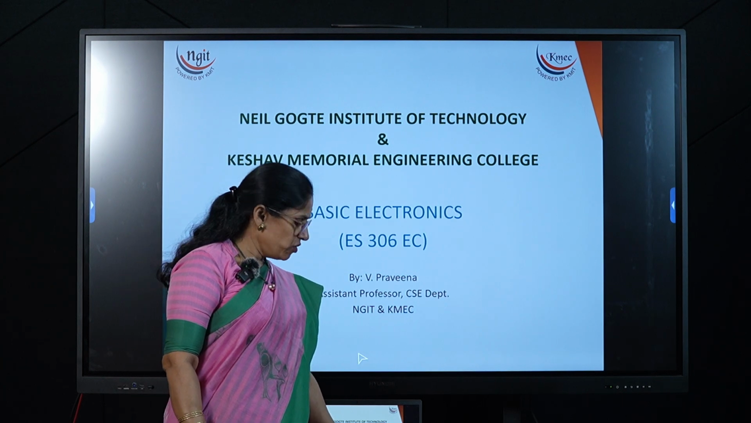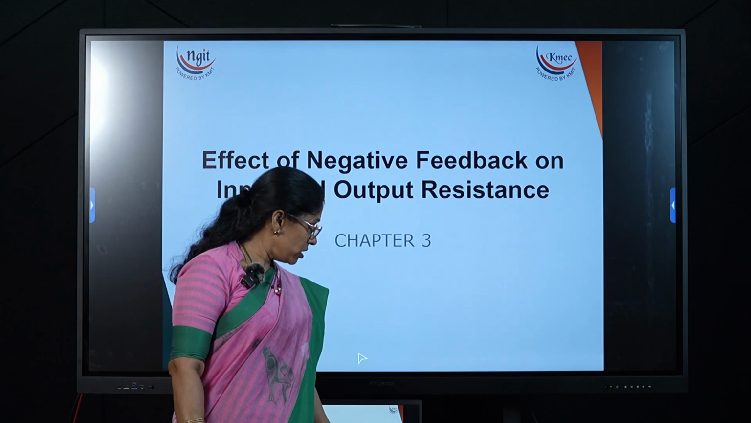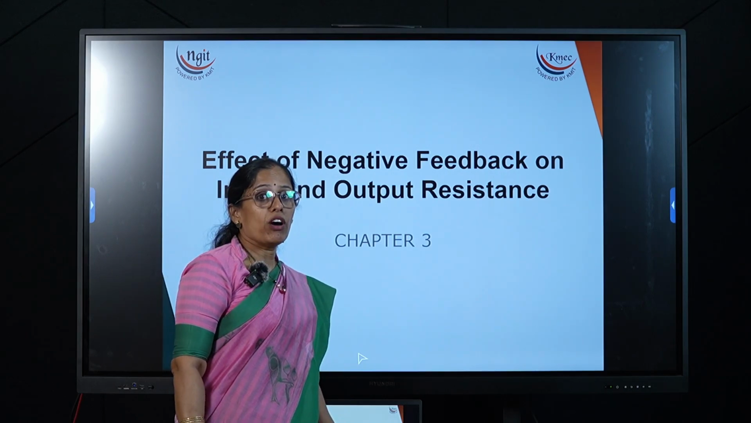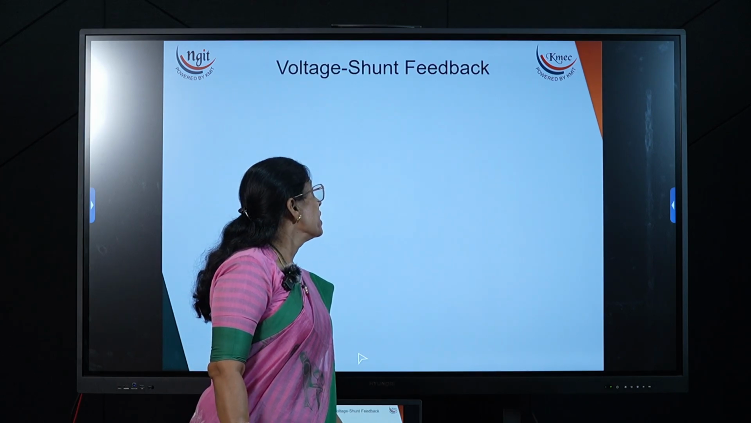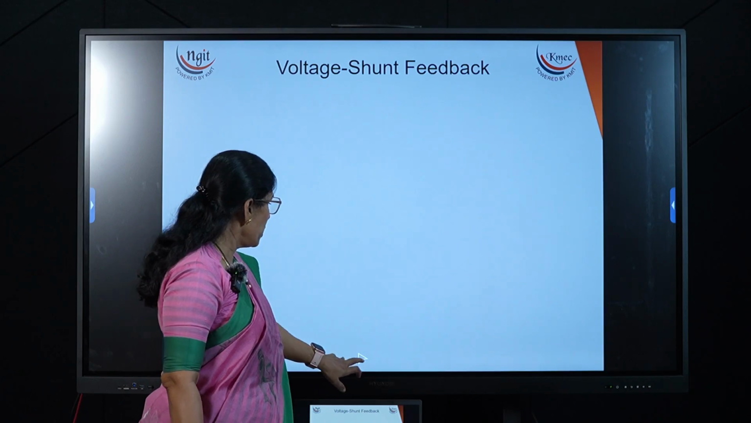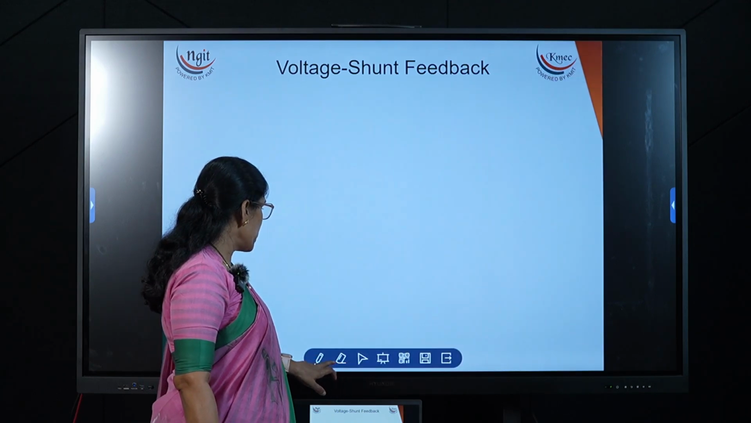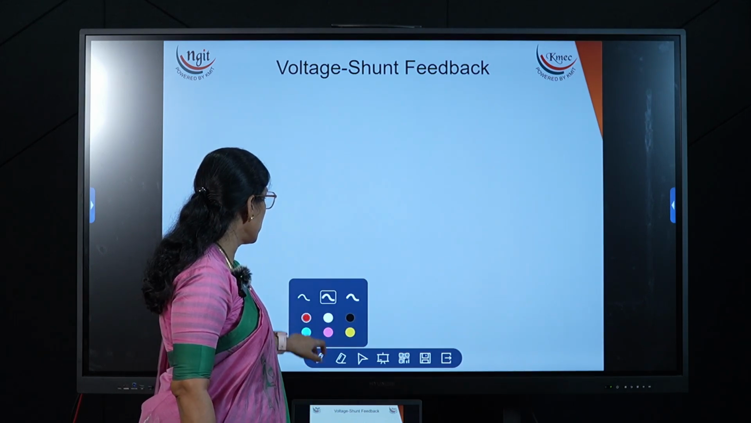Now in the last lecture we have seen the effect of negative feedback on input and output resistance of the voltage series. Now we will see the voltage shunt. On voltage shunt feedback, how the input and output resistance vary with the negative feedback, we will see in this lecture.